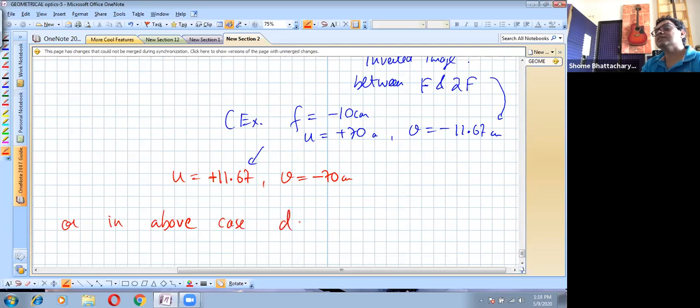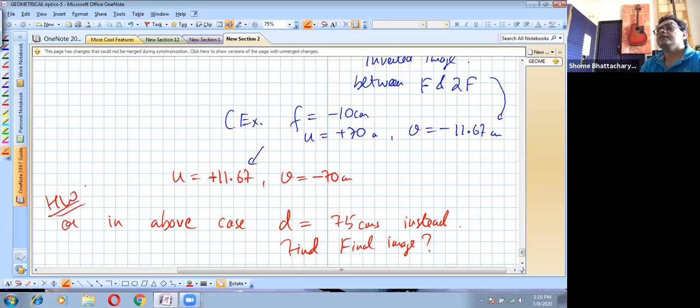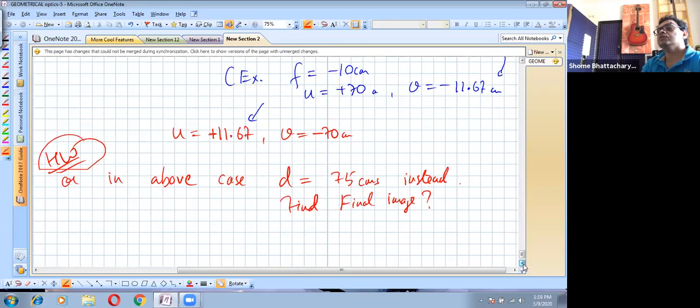Or, as an example in the above case, try this data as homework. Take the distance D between the two lenses such that it becomes much more. So that was 70 and I want to make it less than 10. So let's say I move it by 55. If I move it by 55, take the object distance as 20 plus 55. So take it as 75 centimeters instead, and find the final image. Do this as a homework question later. And you will see in this question, you will get that final case of virtual object and virtual image.